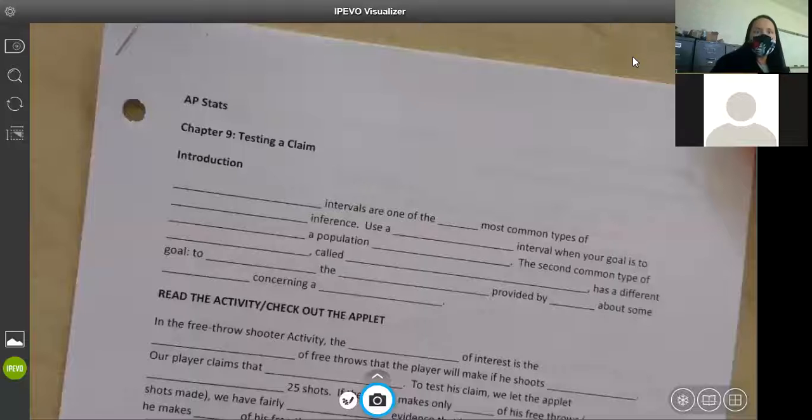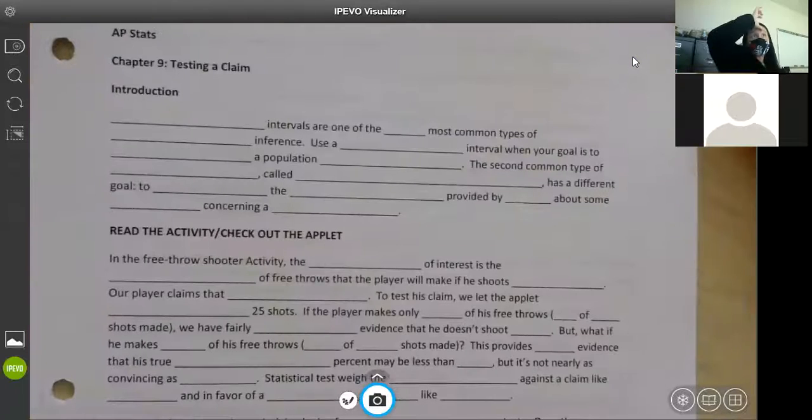Go ahead and get started. Most of this, at least 9.1, is a lot of fill in the blank. There's not a lot going on in here. So we're trying to get through half of it today, and then the rest of it tomorrow.